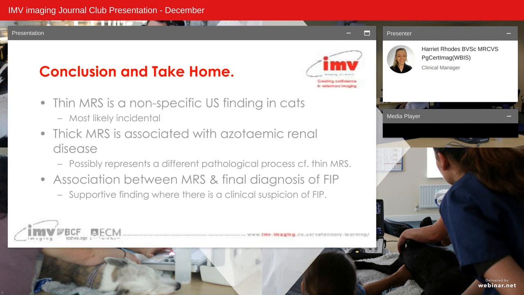So, in conclusion, this paper appears to further support that a thin medullary rim sign is a non-specific finding in cats and most likely incidental. A thick medullary rim sign was found to be associated with azotemic renal disease and may represent a different pathological process to that of a thin medullary rim sign. An ongoing association between the presence of a medullary rim sign and a final diagnosis of FIP was seen, and therefore it could be considered a supportive finding when there is a clinical suspicion of FIP present. Further investigation is required along with histopathology to determine the true prevalence and the association of the medullary rim sign with renal disease in the general feline population.